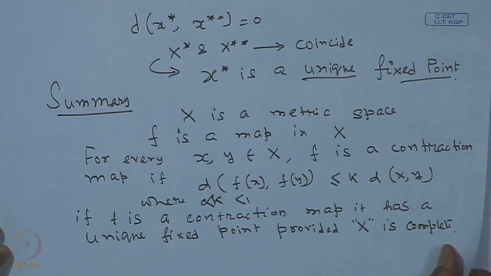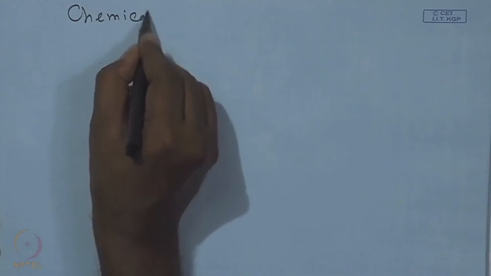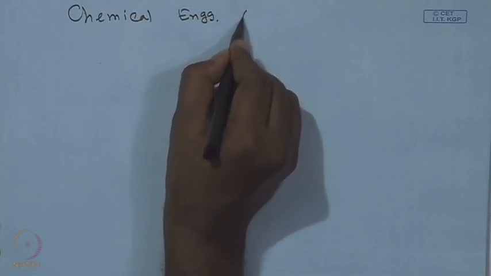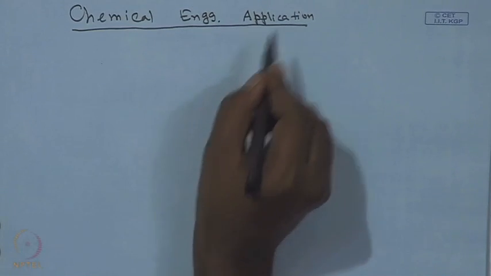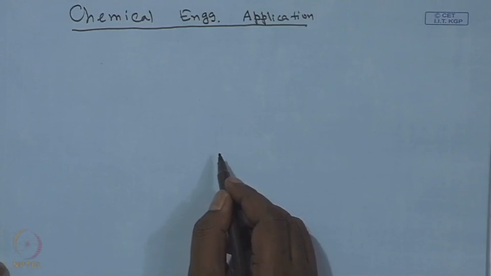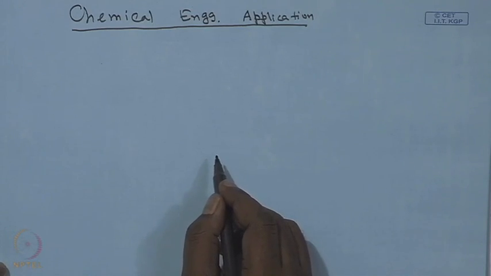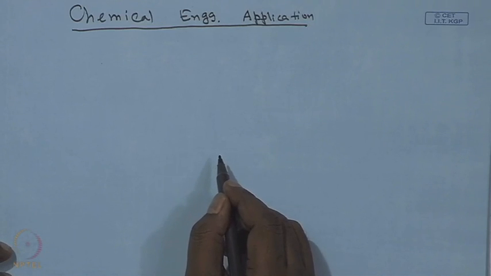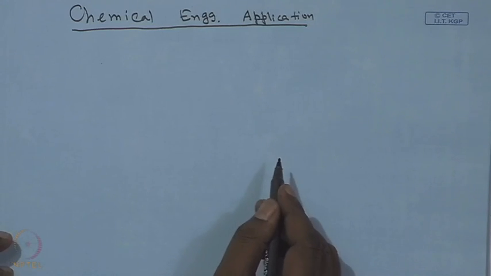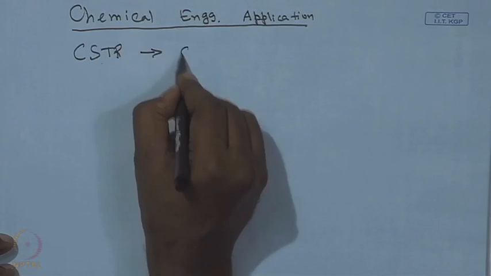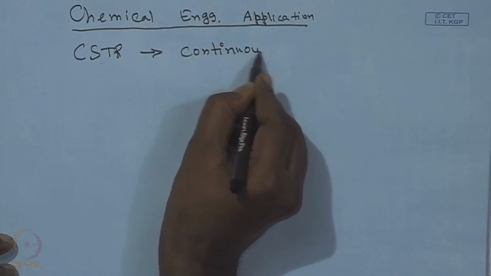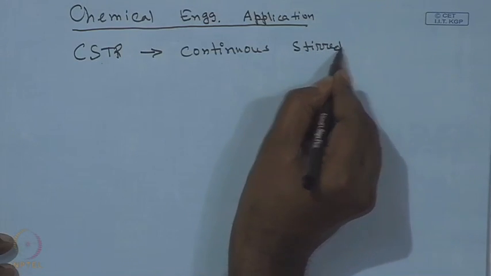Let us look into one of the chemical engineering applications. A typical chemical engineering application occurs in the field of reaction engineering. In this field, by adopting the contraction mapping method, one can identify the set of operating conditions for which one can get the unique fixed point or unique steady state condition. We talk about a reactor known as the CSTR, the continuous stirred tank reactor.